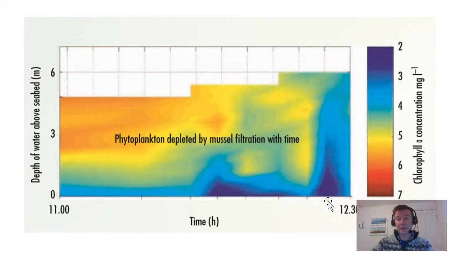But we just get this little window into the physical processes when slack water occurs, and we can see what happens when we have a low energy system, i.e. a slack water. And we can really see the influence of how potent mussels are as feeders on the phytoplankton community.